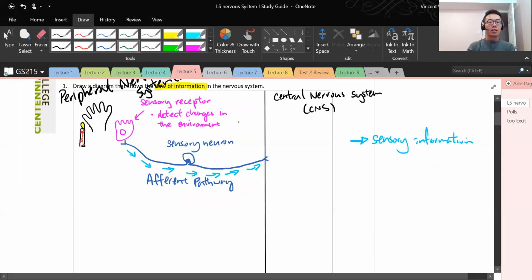Okay. So in your central nervous system, you will have another type of neuron. This one is called the interneuron.